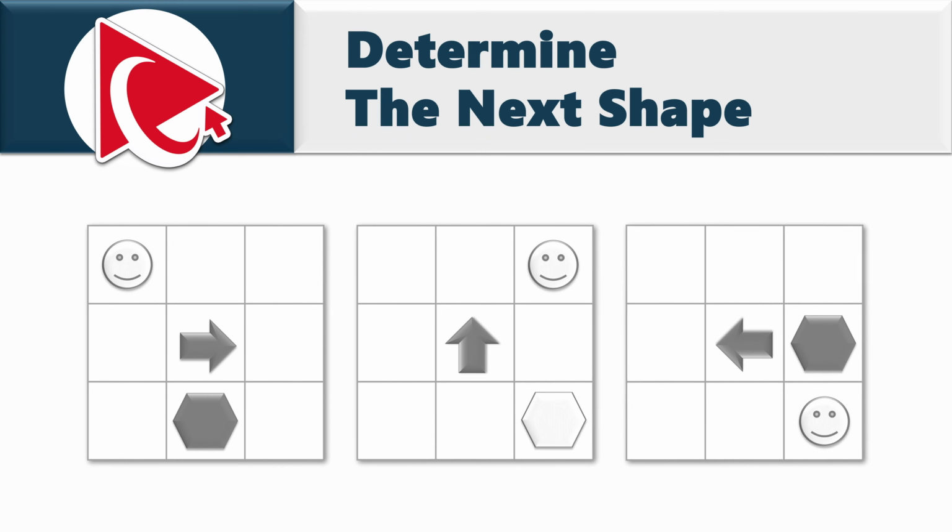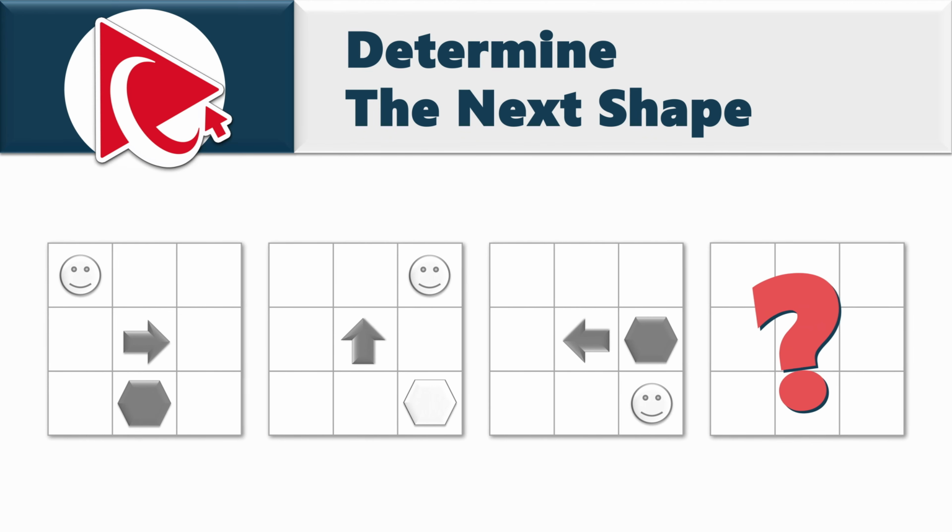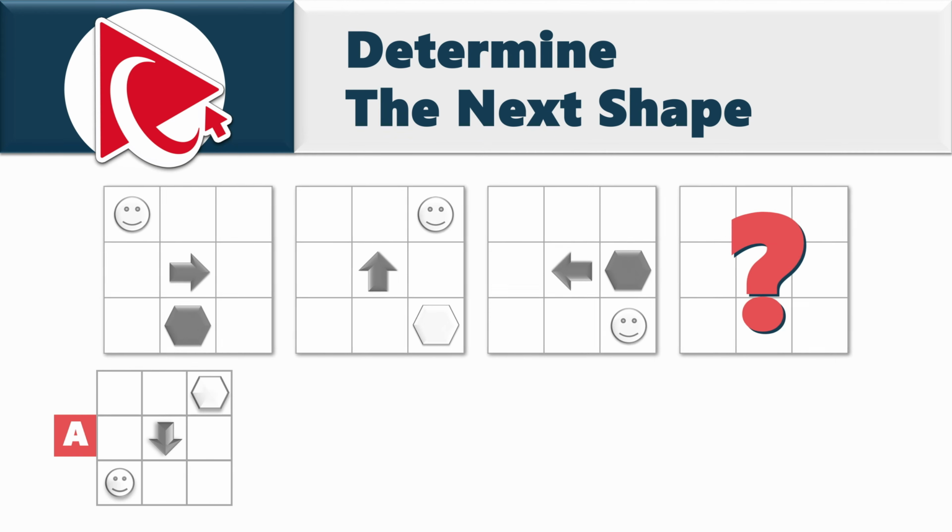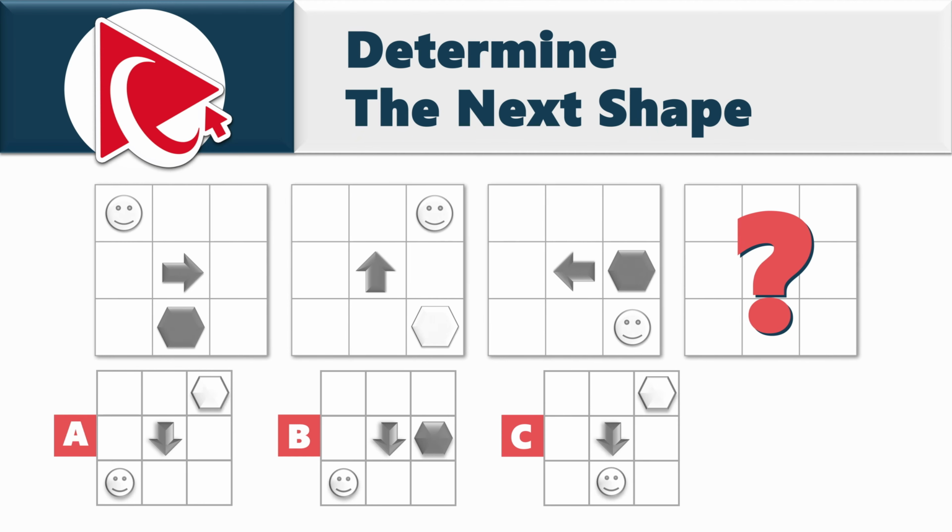You're presented with 3 shapes. Each shape has a smiley face, an arrow, and a hexagon. The 4th shape is missing. You need to determine which one to select, and select the 4th shape out of 4 possible choices. Choices A, B, C, and D.